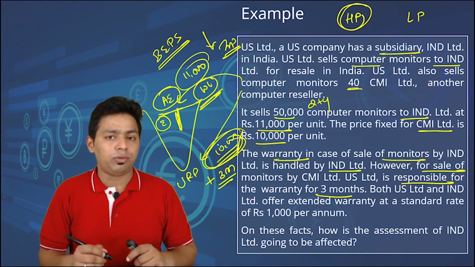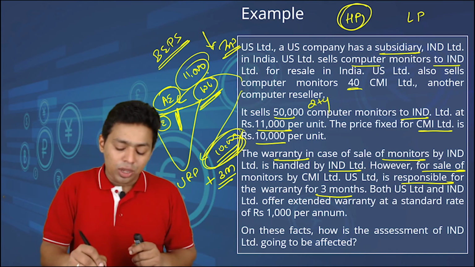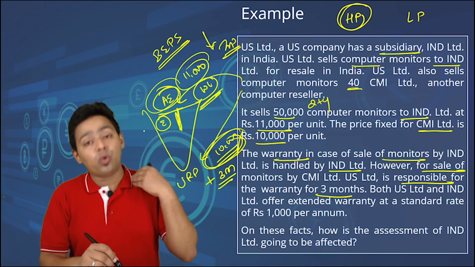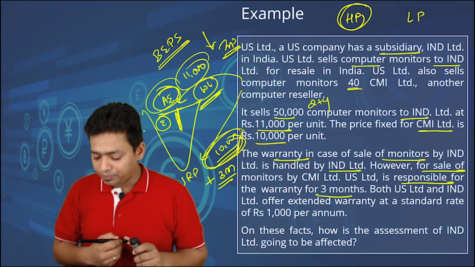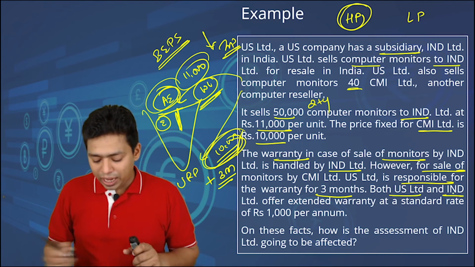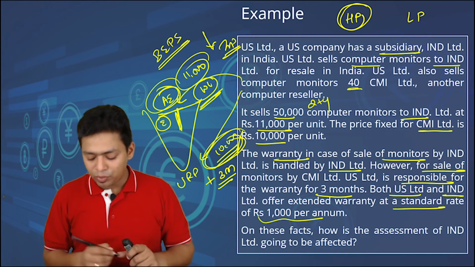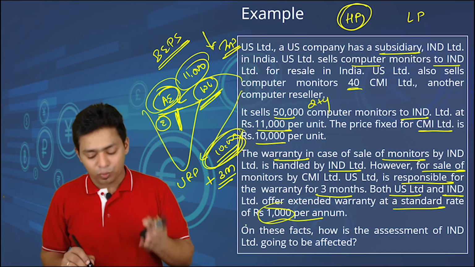If you are going to compare both the transactions, what if the warranty was charged by the associate enterprise? Then what would have been the price? That you have to check. Both US Limited and Ind Limited offer the extended warranty at the standard rate of 1,000 per annum. So that is 1,000 per annum, the warranty.